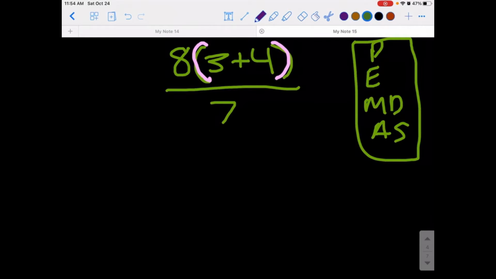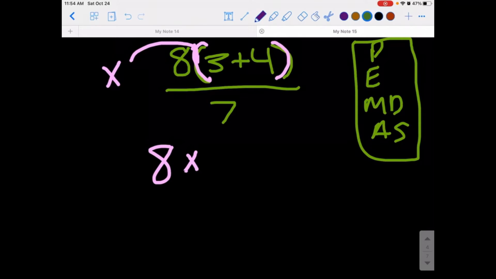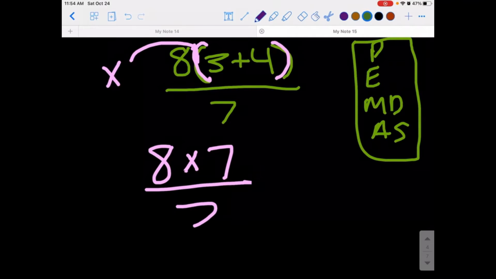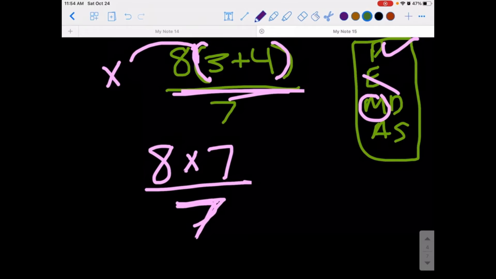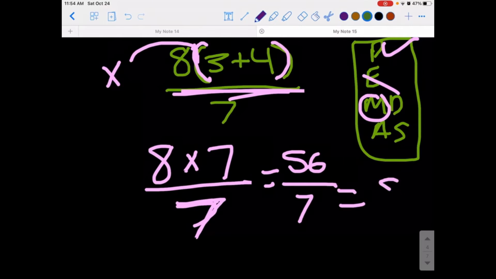Yes, there is. And we also learned in the previous video that if there's no symbol between the parentheses and the number, that just means multiplication. So 8 times, 3 plus 4 is 7, divided by 7. Remember, this fraction bar means division. So it's 8 times 7. We've done parentheses and multiplication. This is 56 divided by 7. Now let's do division. What's 56 divided by 7? Equals 8.